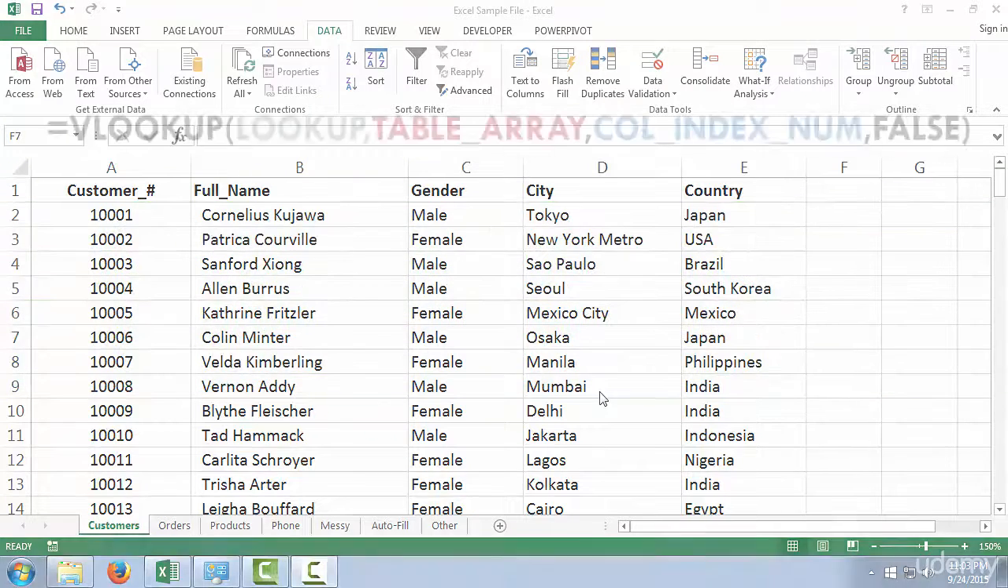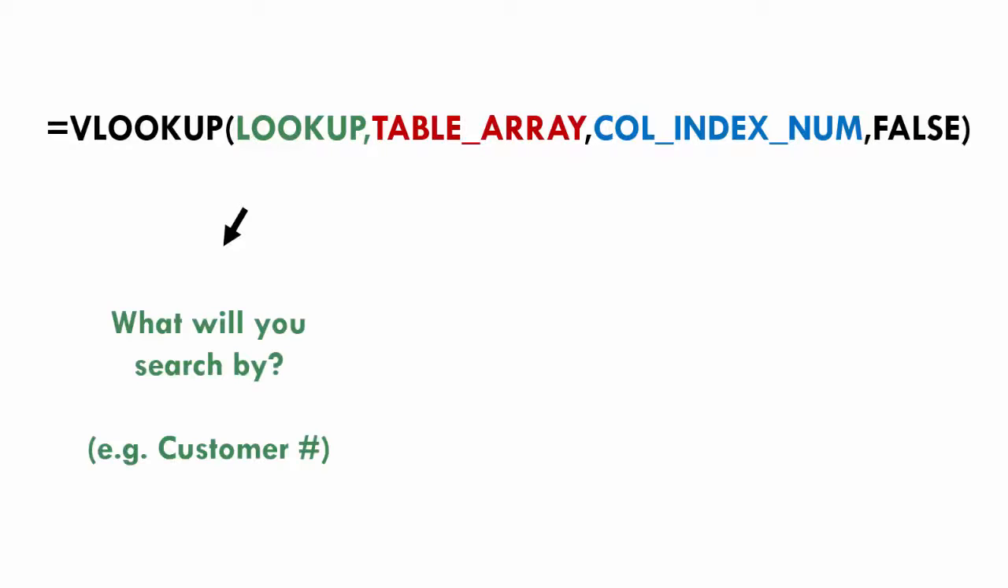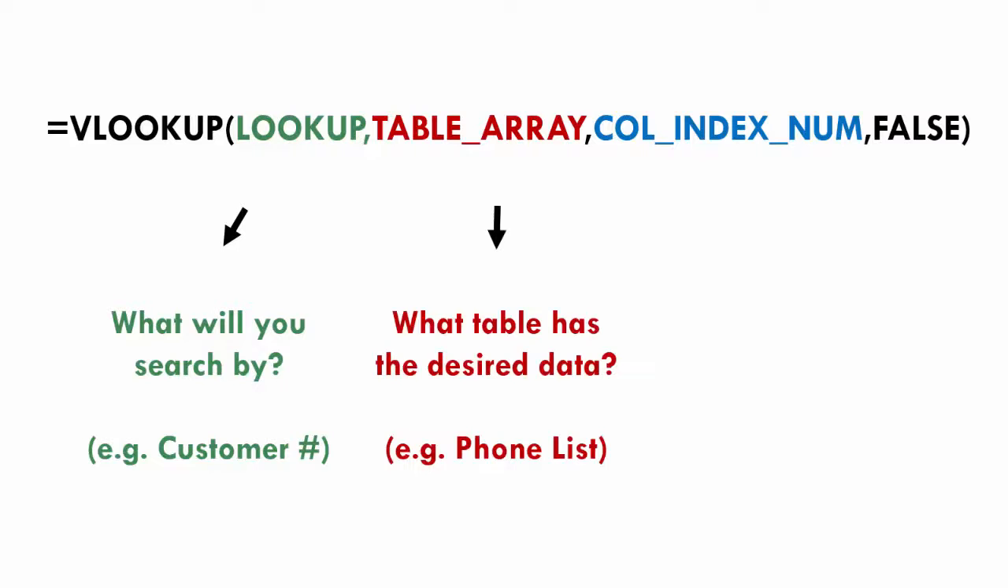Okay, so the first thing we're going to do is look at the formula, and we want to focus in on those colored items. So there's a lookup value, a table array, and a column index number. In the end, we always put false on it. I'll explain that later, but that's not as important now. So the lookup value is you're telling what you're going to search by. So in this case, when you look for a phone number, you're going to search for the customer number. Search by the customer number, because that's how you know if you have the right phone number.